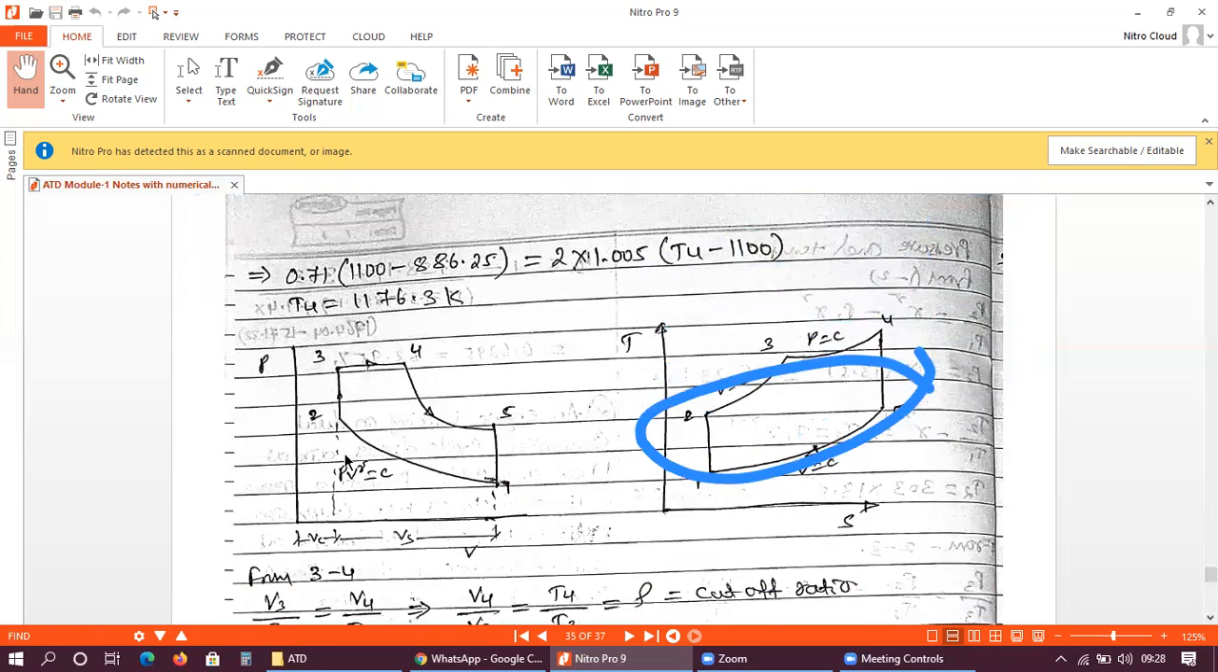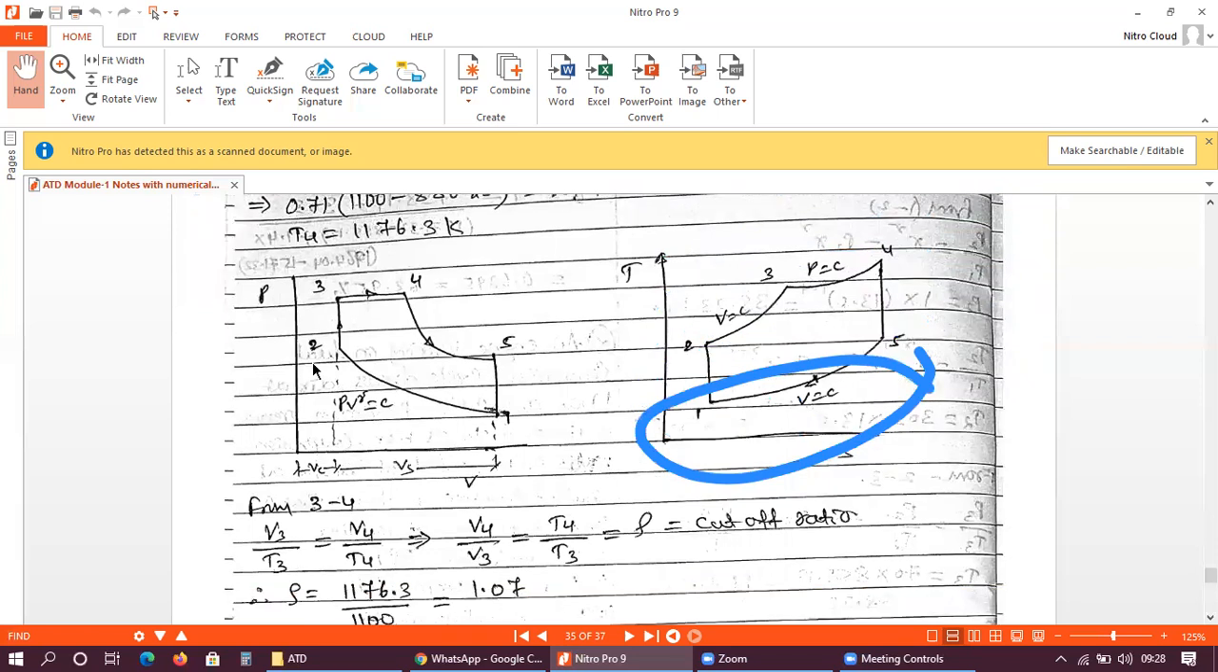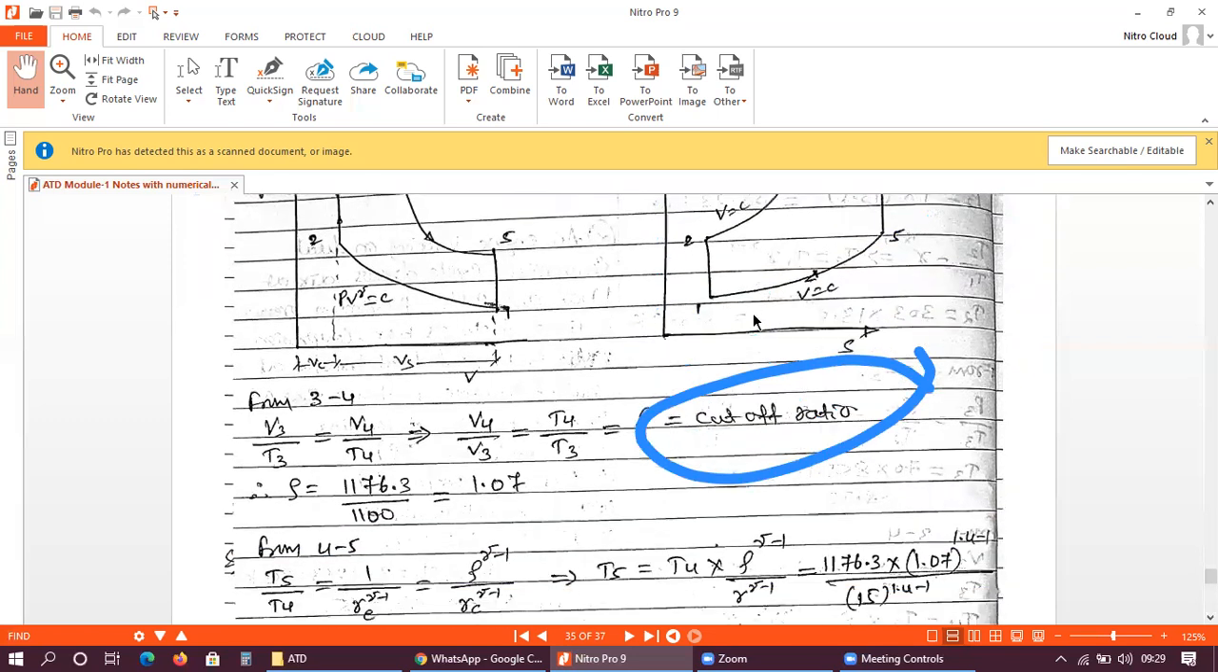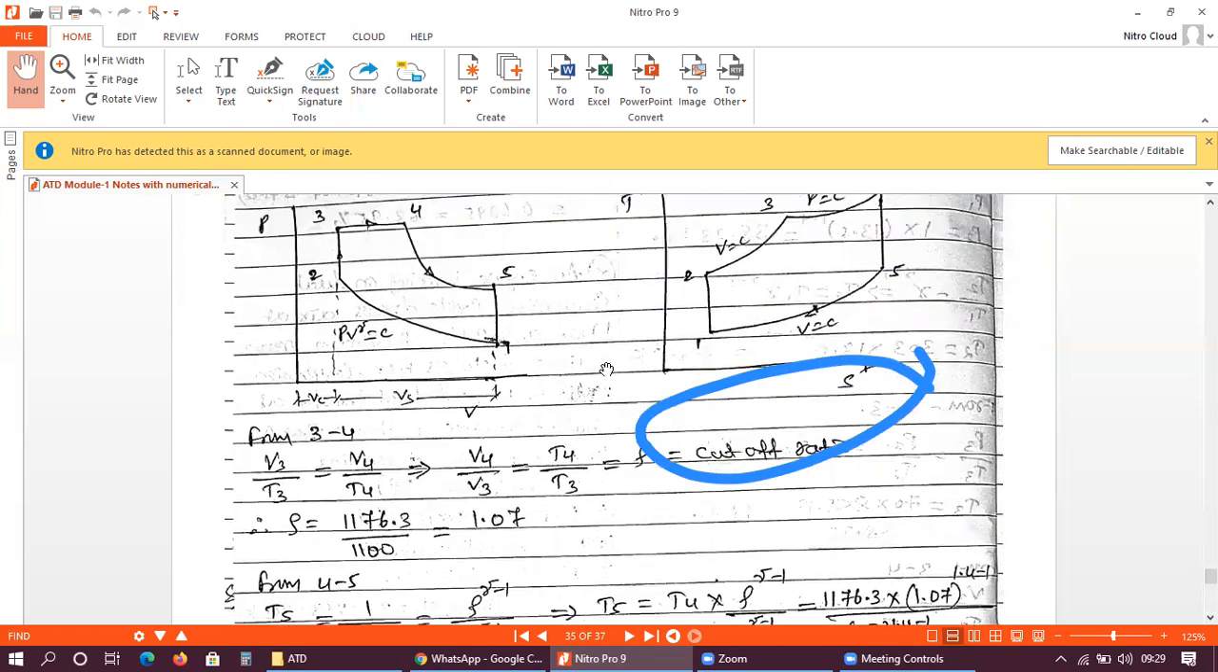1176.3 Kelvin. Okay. So this is the PV diagram of this problem, as you can observe. On the left side it is the PV diagram, and on the right side it is the TS diagram, the temperature-entropy diagram. Now coming to the process 3 to 4, as you can see here, the heat is being added during the process 3 to 4.